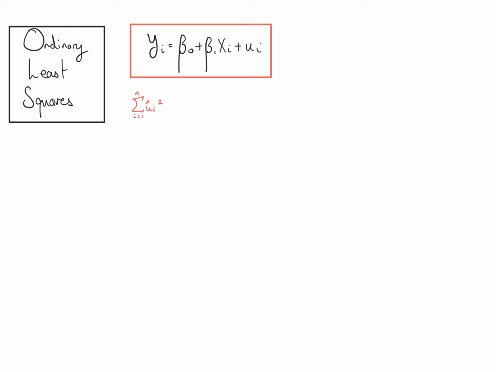So we're going to minimize the sum of the ui hat squareds by differentiating with relation to whatever we are choosing. So we might be differentiating with relation to the beta naught hat, the intercept that we choose, or we might differentiate with relation to beta 1 hat, the slope parameter that we choose.